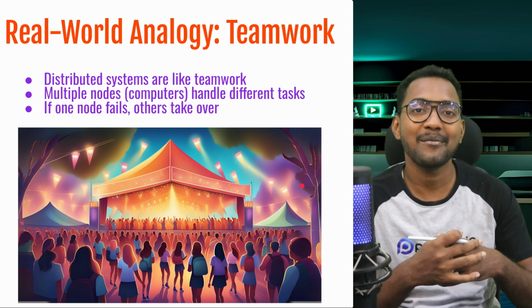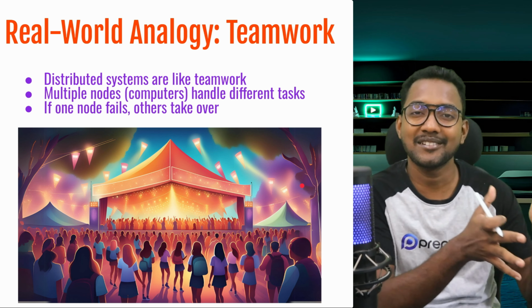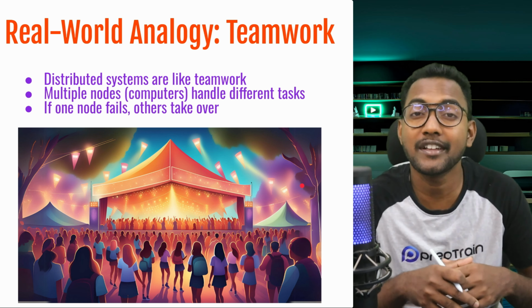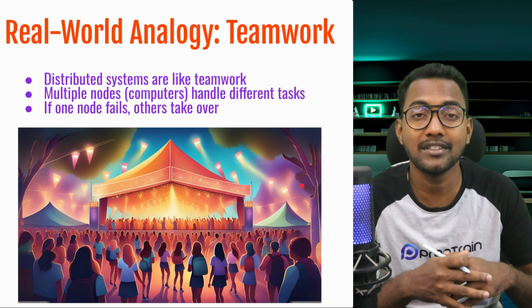Now that we have connected the concept of distributed system to teamwork, let's dive deeper into the technical definition of a distributed system on the next slide.